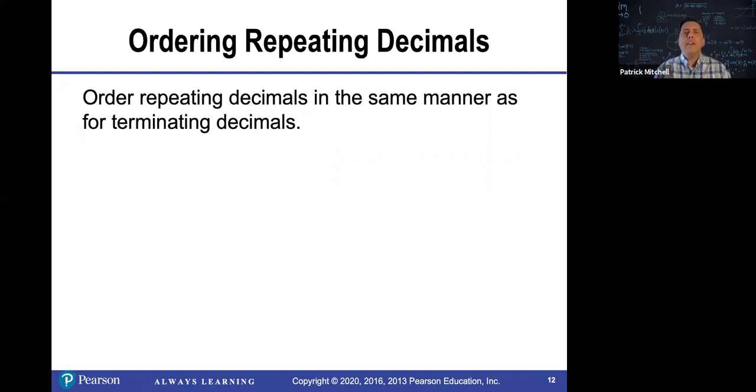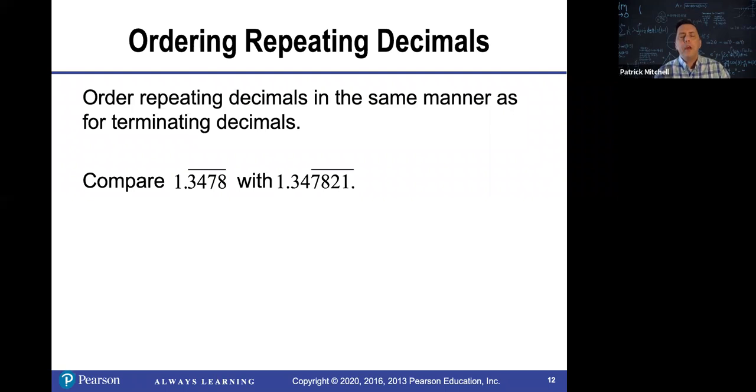All right, and that brings us to ordering repeating decimals. Ordering repeating decimals works the same way as terminating decimals. The only difference is that you might want to write your repeating decimals out, without the bar. Usually you don't have to write too much of them. So in this case, we're comparing 1.3478 repeating with 1.34 and then 7821 repeating.